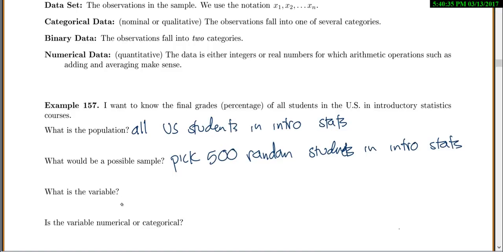Let's see, so what would be our variable? Our variable would be our final grades. And it said it was the percentage. So instead of like an A is your final grade, 99% is your final grade. So is this variable numerical or categorical?